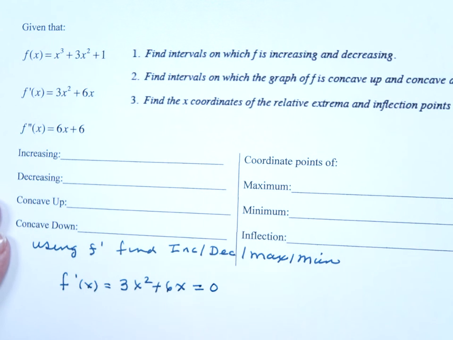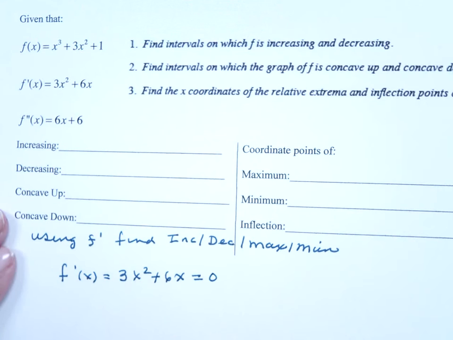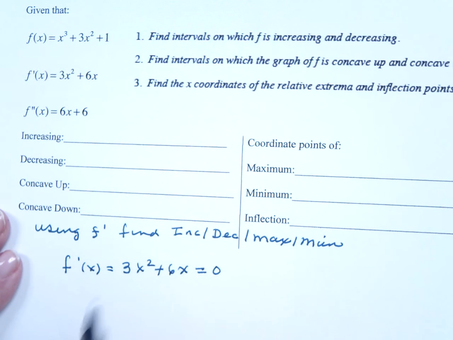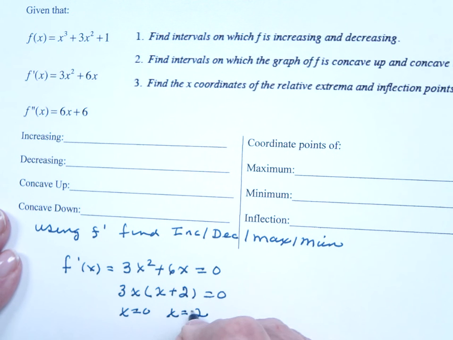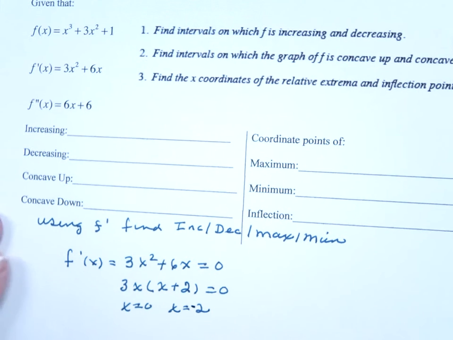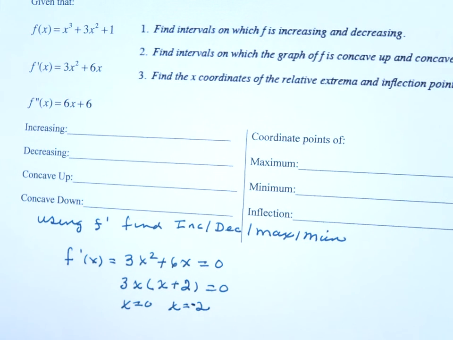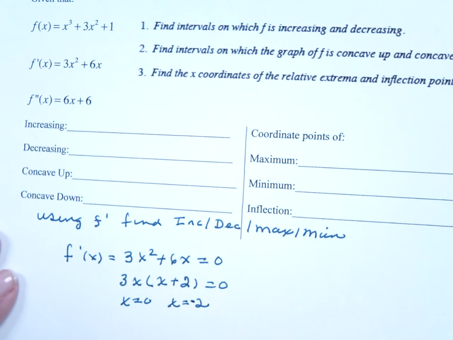Set that equal to 0 to get our critical numbers. This says that 3x times x plus 2 equals 0, so x equals 0 and x equals negative 2. They're multiplicity 1, so somebody's a max, somebody's a min. So you have a change.